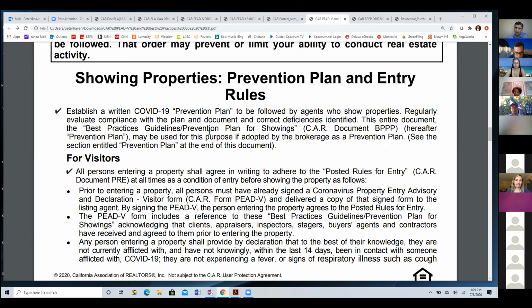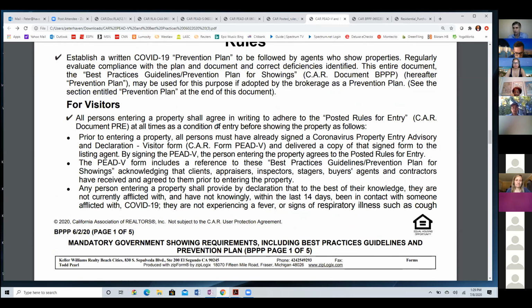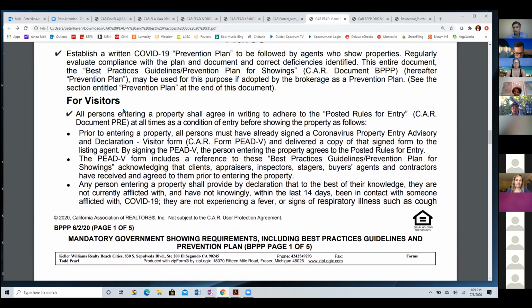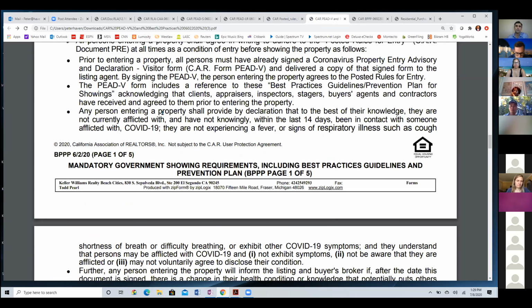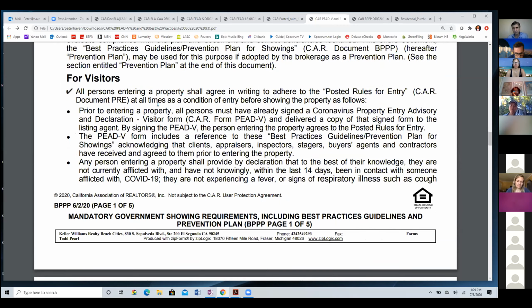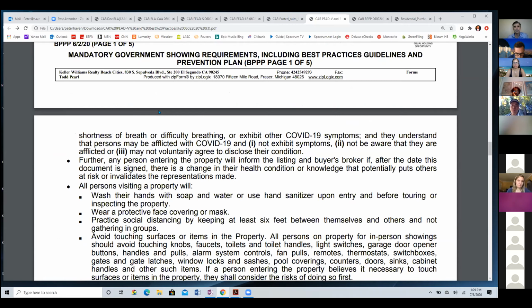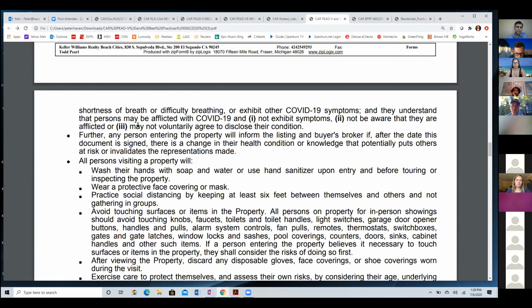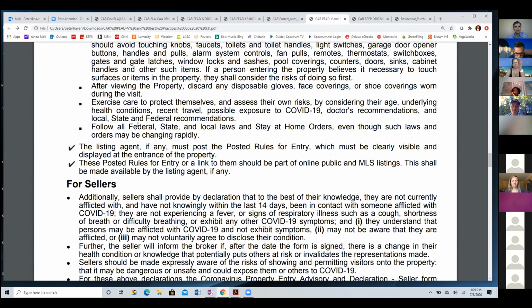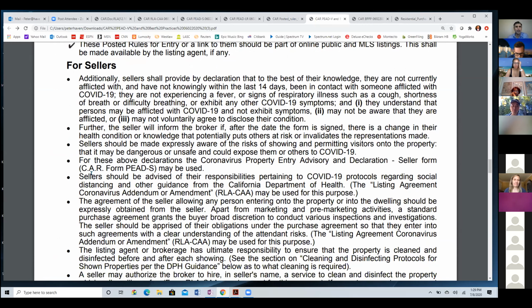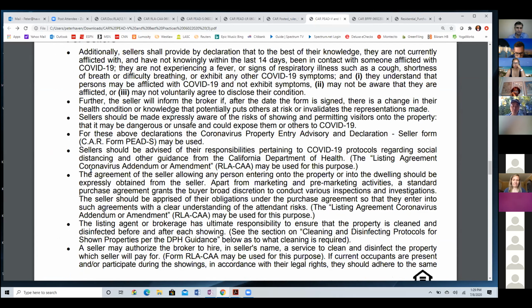Okay, so a lot of stuff here. I can't go through it all, but it repeats a lot of the same things that we've talked about. Visitor admonishments, visitor guidances, risk signs, warning signs, et cetera.